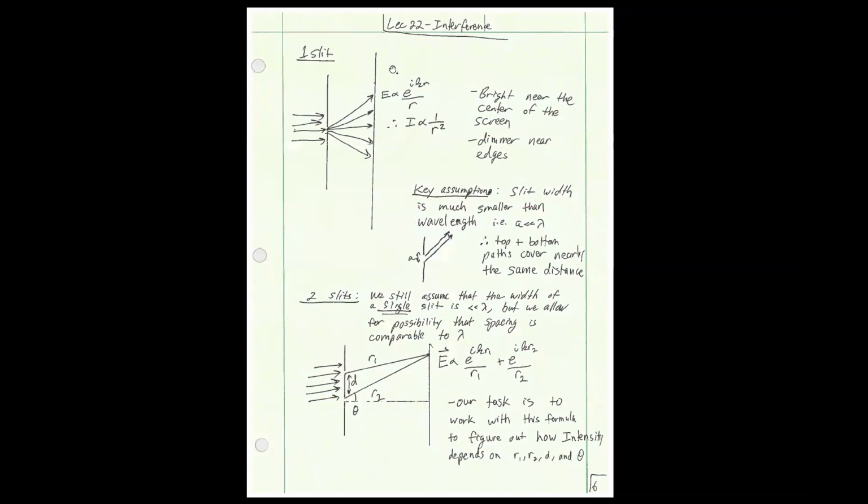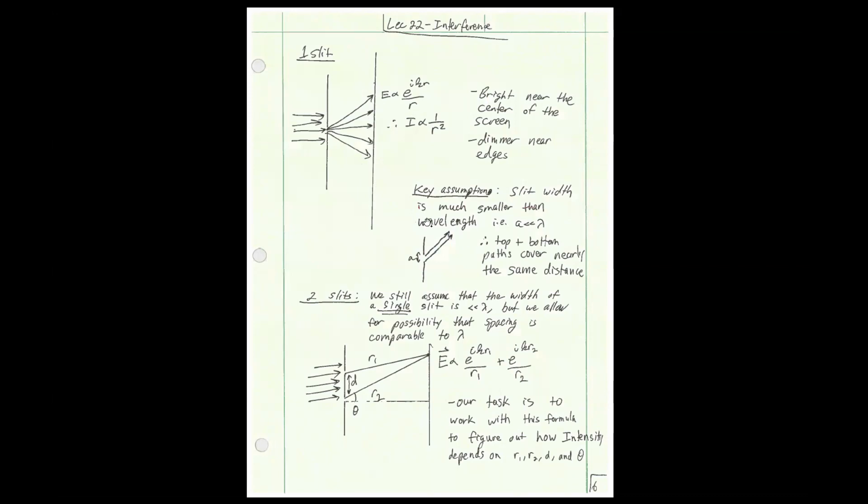There's a whole bunch of constants in here, but we're going to mostly just talk about where the peaks are, where the troughs are, and how things get brighter or dimmer, because those are the things that are easy to measure in experiments. So the field is proportional to e^(ikr)/r, and the intensity is 1/r². You would just see a bright spot here that slowly decays.